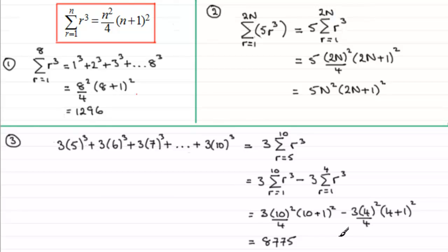I hope that's been useful to you, and in the next video in this series I'm going to be combining all the series that we've used so far, that is sigma r squared and sigma r cubed, and also the sum of a constant, and we're going to be looking at combining those in one particular summation. I hope you'll have a look at that, especially if you found this one of use.